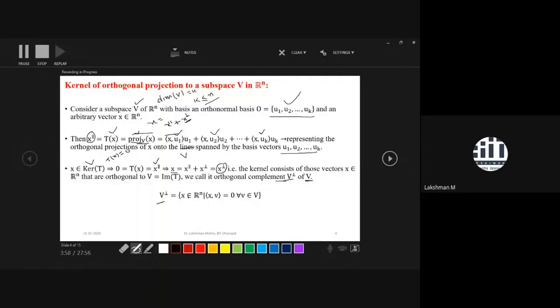It is defined as the collection of all n-dimensional vectors which are perpendicular to V. Perpendicular to V means perpendicular to every element of V. How do we define this perpendicular? We define it by setting the inner product equal to 0. This is the definition of a perpendicular vector, and this V perp we call the orthogonal complement of V.